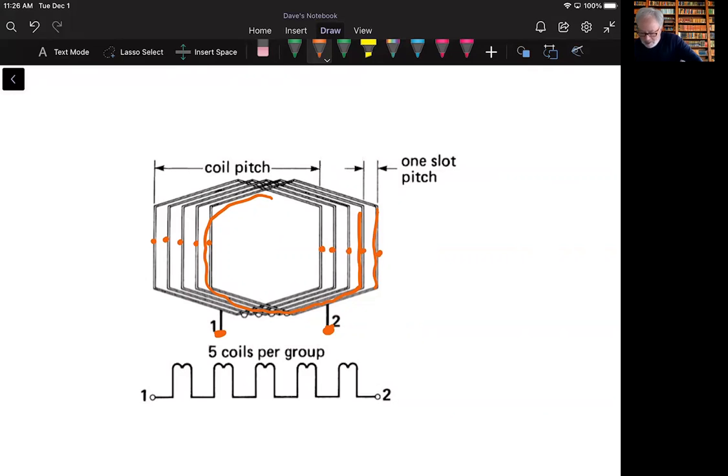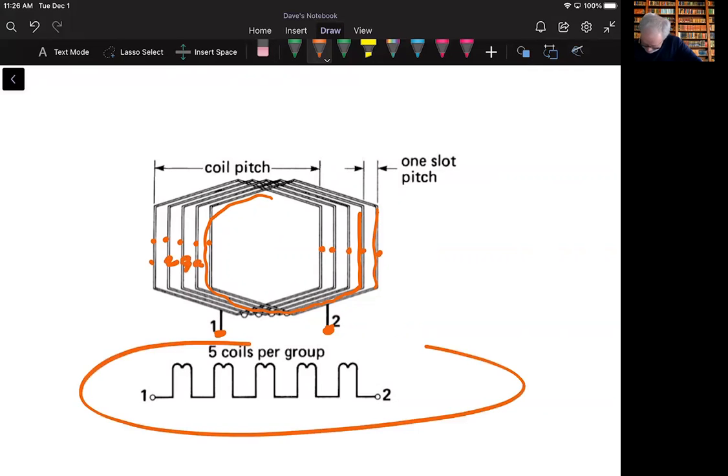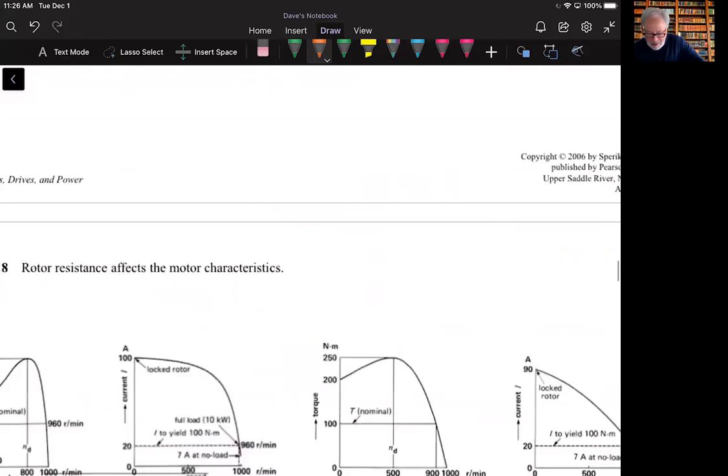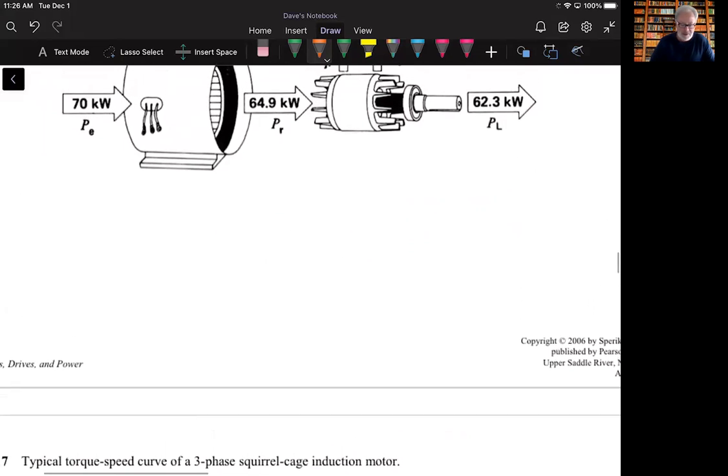Okay, so you have a certain number of coils per group, and if I look at this one, there's 1, 2, 3, 4, 5 coils. So there's five coils per group, and this all together is something that we call a phase group. A phase group, or simply group, is composed of the staggered coils that are laid out into the slots. All this is done symmetrically so that you get this continuity across that stator. All right, so that's 13.4.